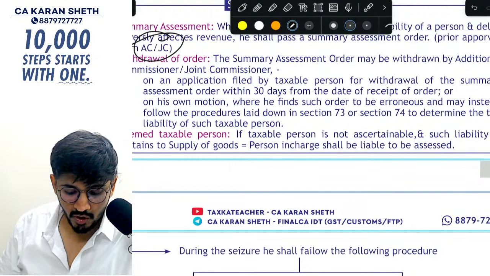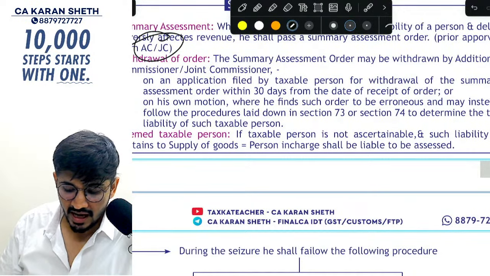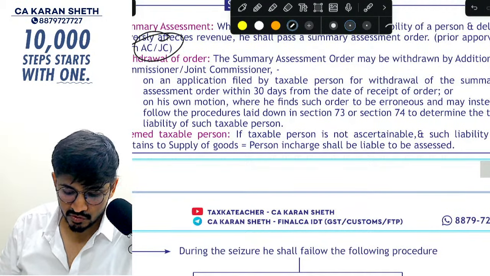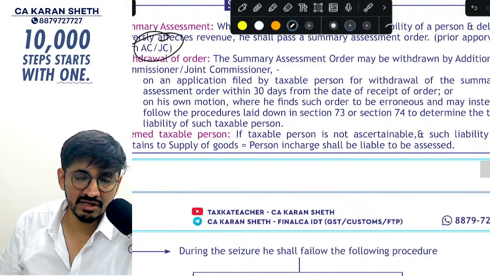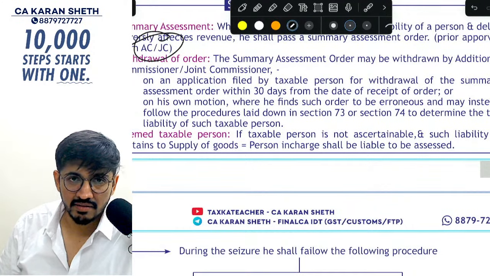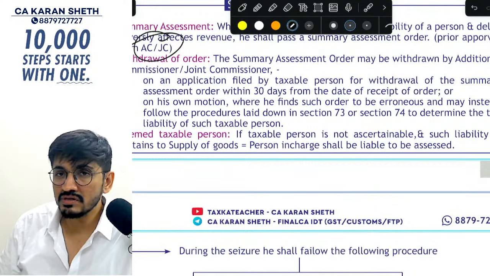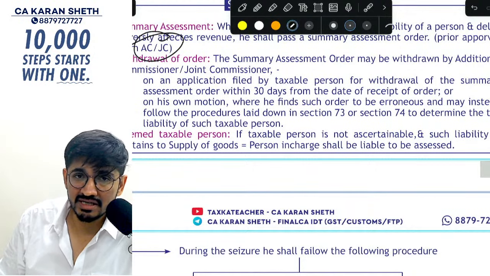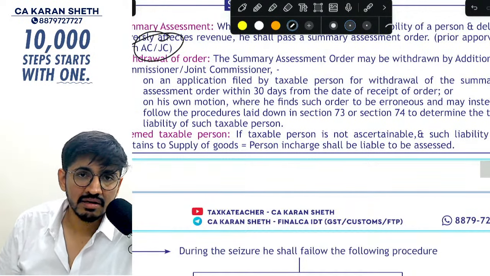Okay. Also, who is a deemed taxable person? If a person is not ascertainable and such liability of a person to supply goods, then the person in charge shall be liable to be assessed. So definitely, my dear friends, especially in case of transit, the goods are being taken care of. The goods are actually traveling in the truck.